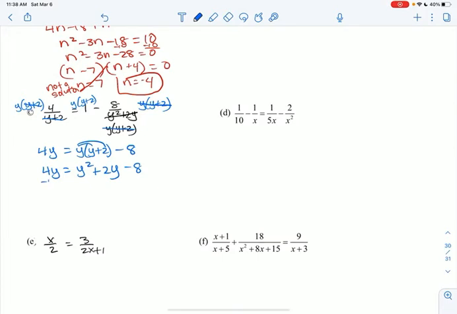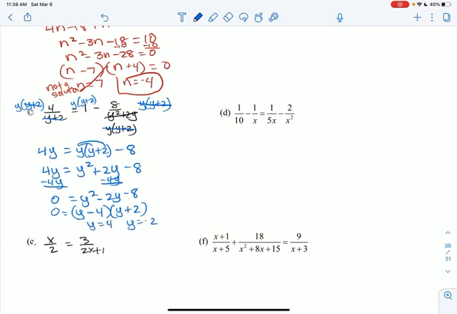I want to bring everything to one side when I have a quadratic so I can factor that. So I have y squared minus 2y minus 8. My factors are 4 and 2. It's going to be a negative 4 and a positive 2. And then my answers are 4 and negative 2. Now, check. And if I was to plug in negative 2 plus 2 is 0. Oh, doesn't work. So my only answer is actually 4. Okay.